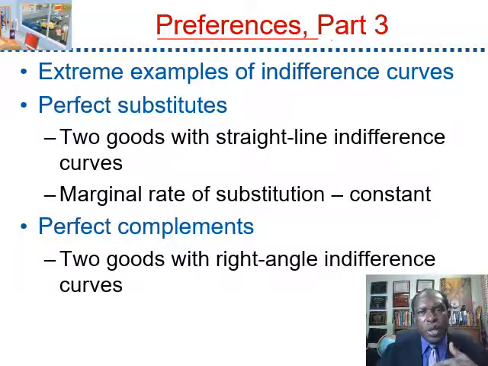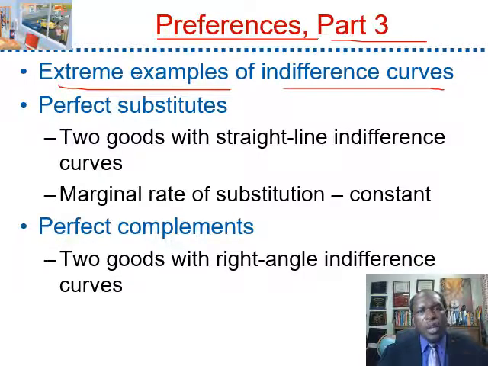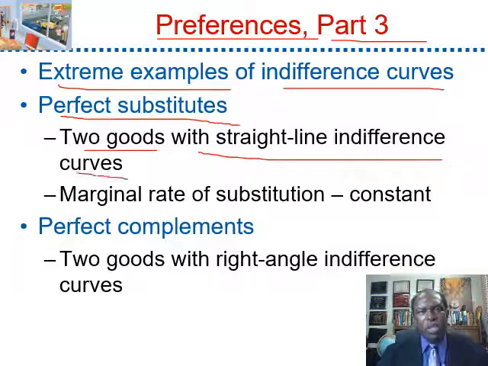Preferences Part 3 talks about extreme examples of indifference curves. The first example is perfect substitutes. Perfect substitutes are two goods with straight-line indifference curves. For instance, a bundle of nickels and dimes is an example of perfect substitutes. A consumer will always be willing to trade one dime for 2 nickels, regardless of how many dimes or nickels she has. So the marginal rate of substitution for perfect substitutes is constant. It doesn't change, it's the same.